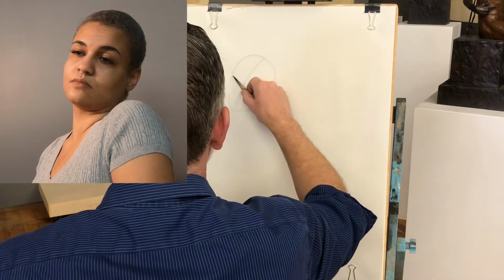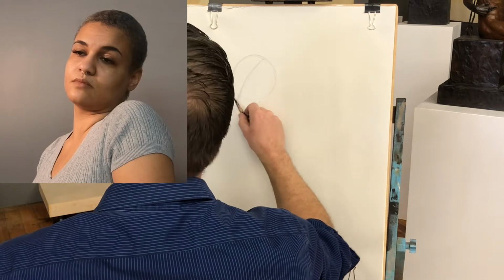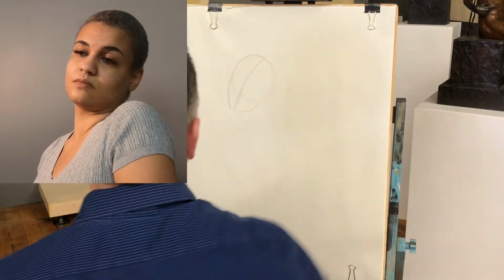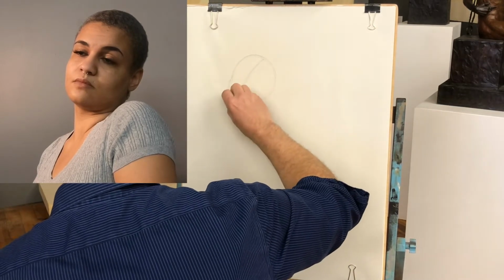I see the cheek comes out a little bit here. And then it comes down a little bit like this. Maybe it's a little bit rounder here. I'm being very light and loose initially, as I set this stuff up.